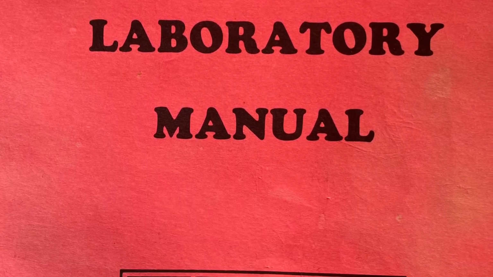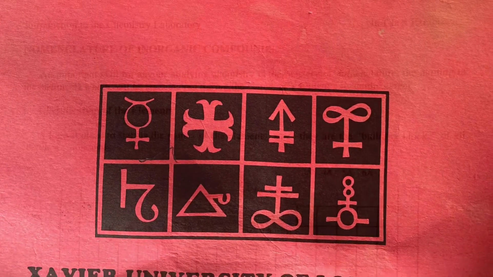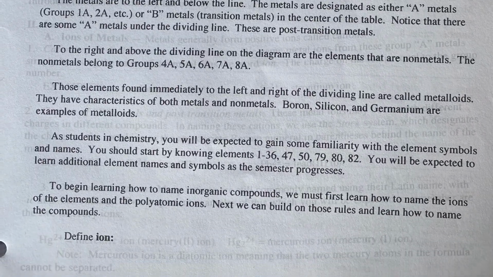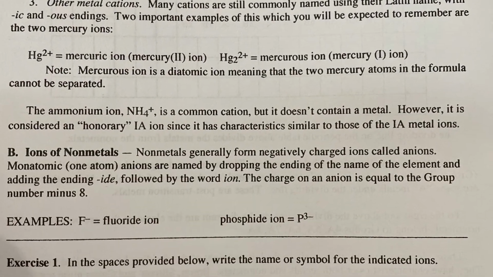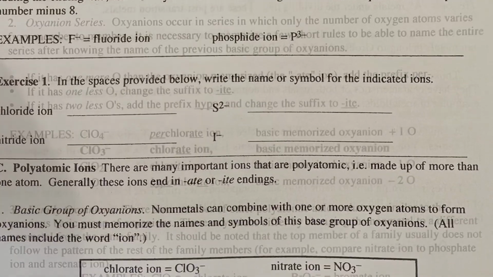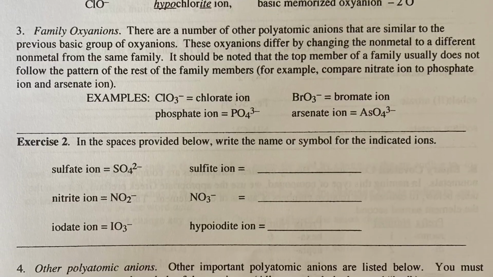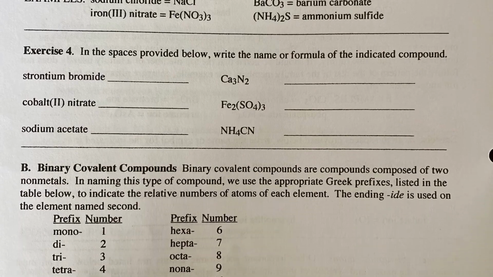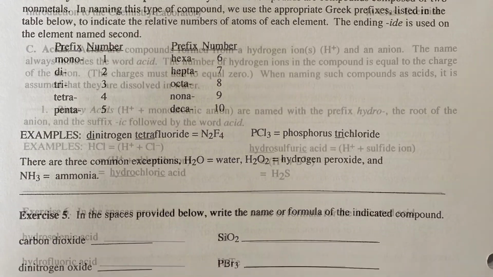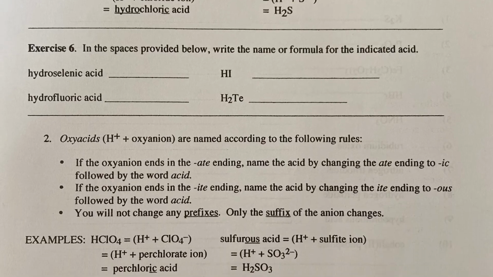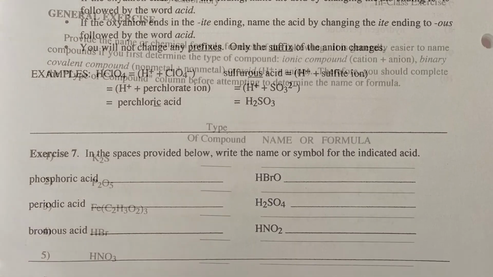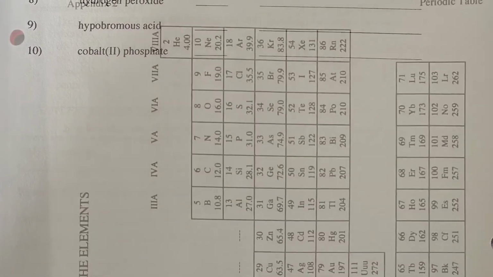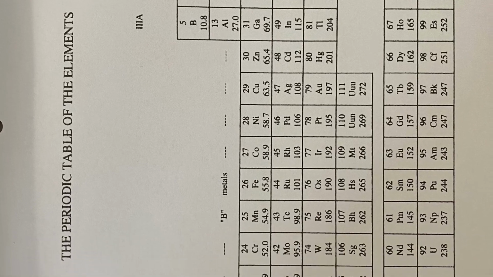This video covers the nomenclature of inorganic compounds from page 7 to page 12 of your General Chemistry 1 Laboratory Manual at Xavier University of Louisiana. The periodic table in your lab manual is on page 187. This is the periodic table that you will be allowed for use during your quiz and exams.